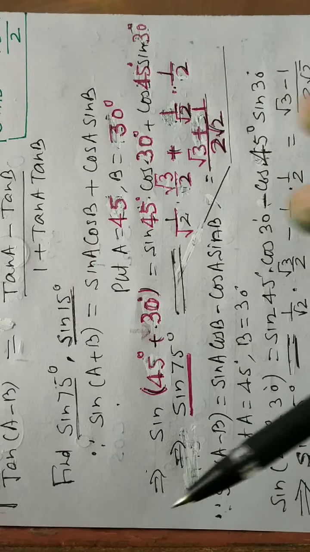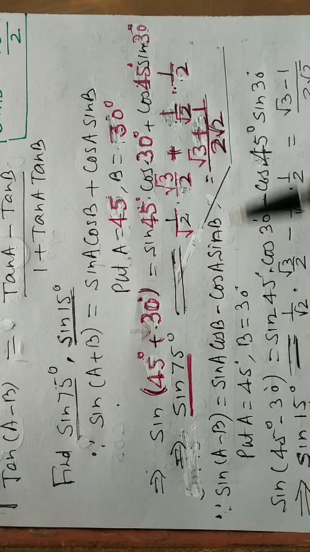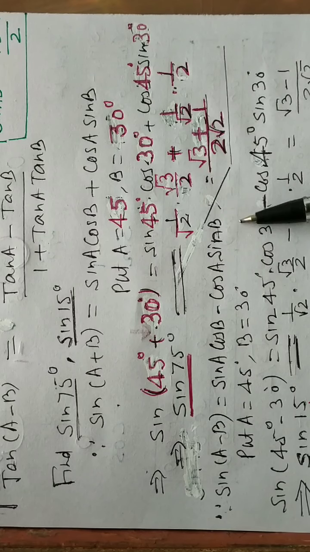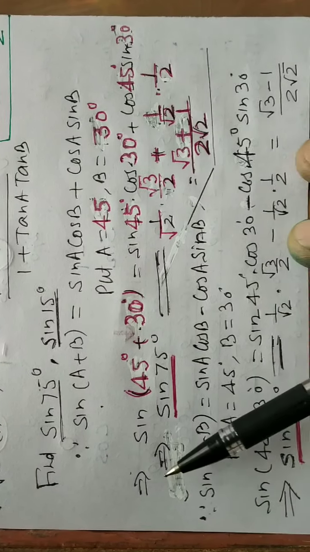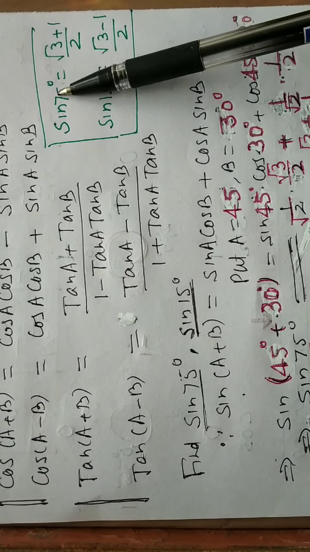Just see. Use this formula: sin A minus B is sin A into cos B minus cos A into sin B. Put A is equal to 45, B is equal to 30. Put in the formula and go on simplification. This is proved. So both have been proved. These two have been proved.